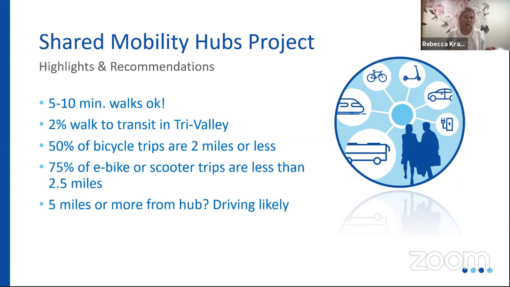With this project, the national research showed that in general, people are willing to walk 5 to 10 minutes to transit, which is about a quarter mile or a half mile. In the Tri-Valley area, only about 2% of people walk to transit. People will bike up to 5 miles, with about half of those trips being 2 miles or less. 75% of e-bike users or scooter trips are shorter than 2.5 miles. And if people live more than 5 miles away from a hub, they're more likely to drive.